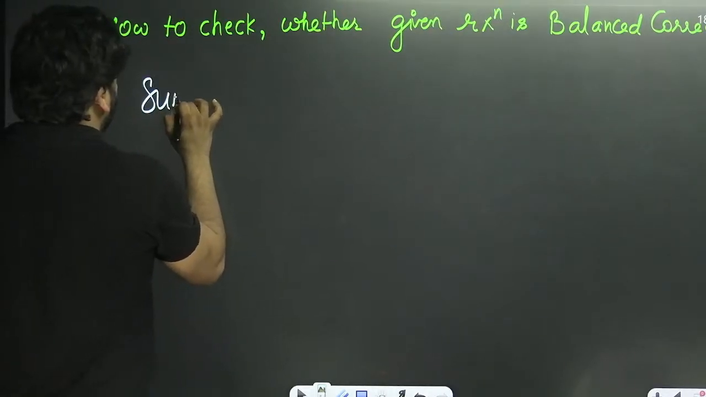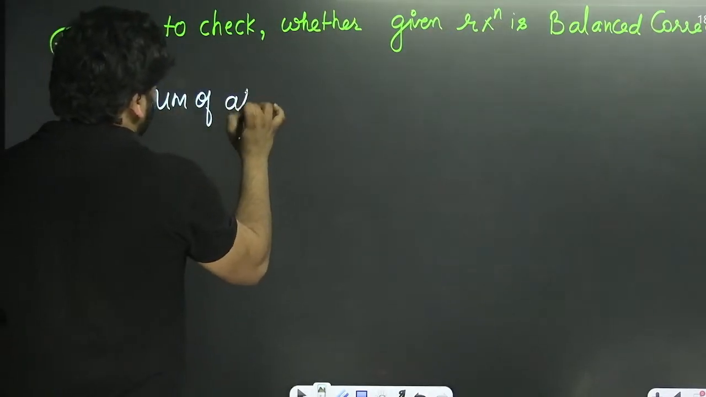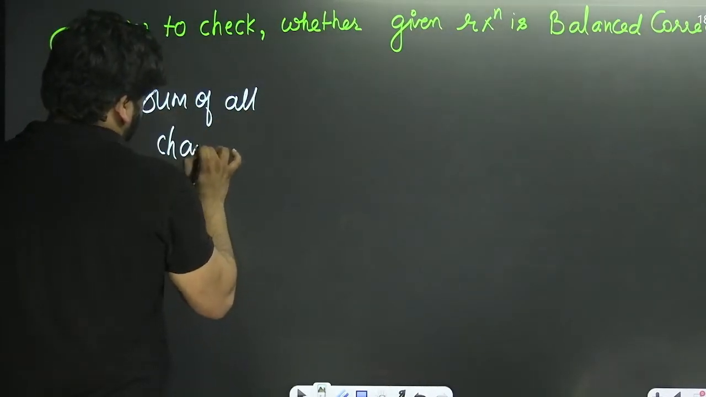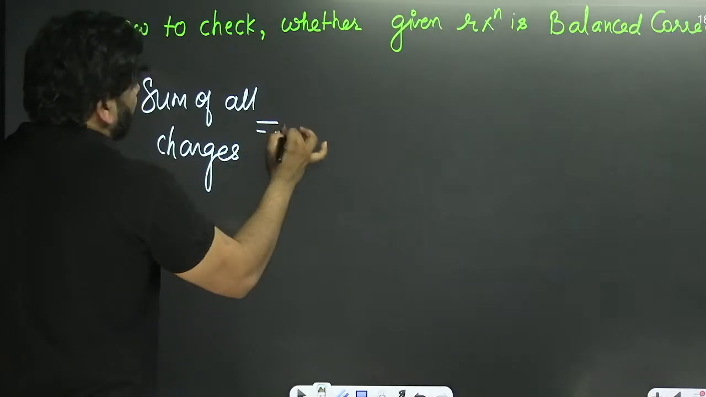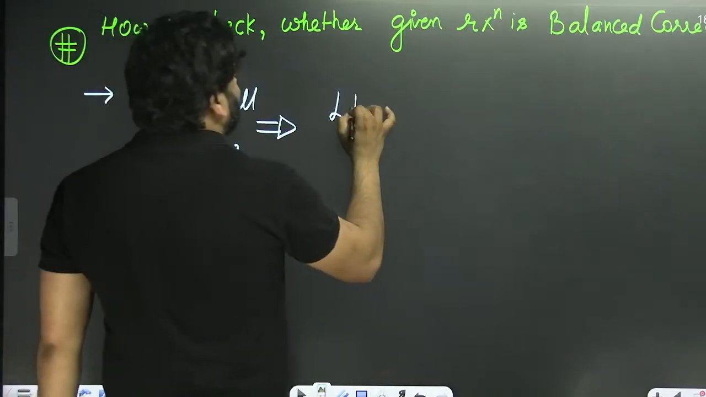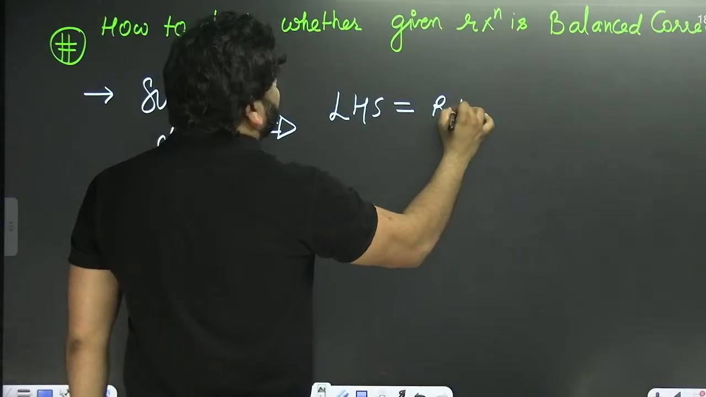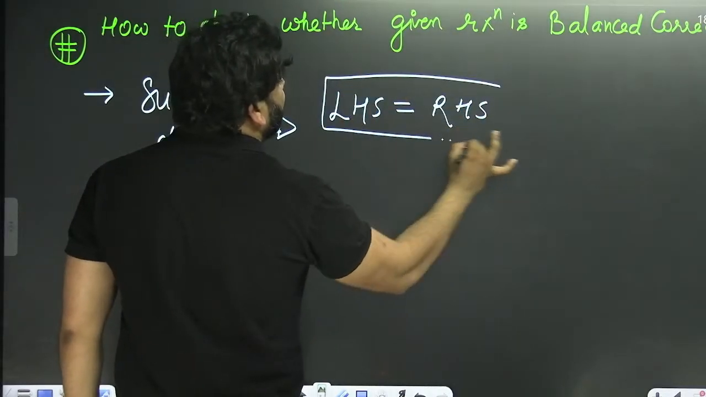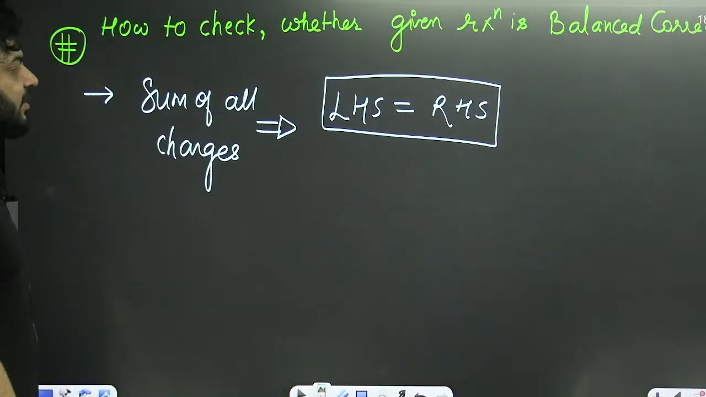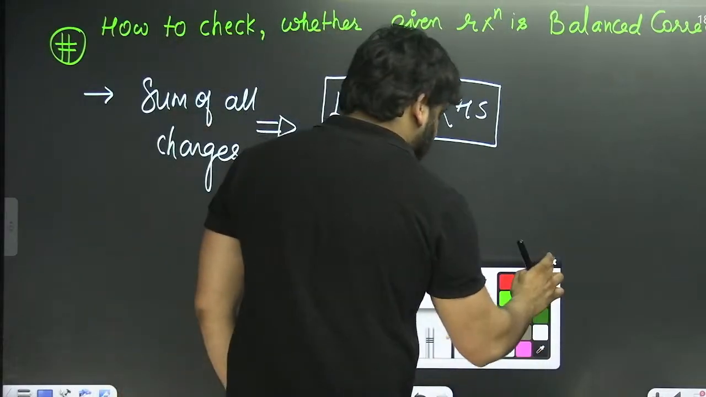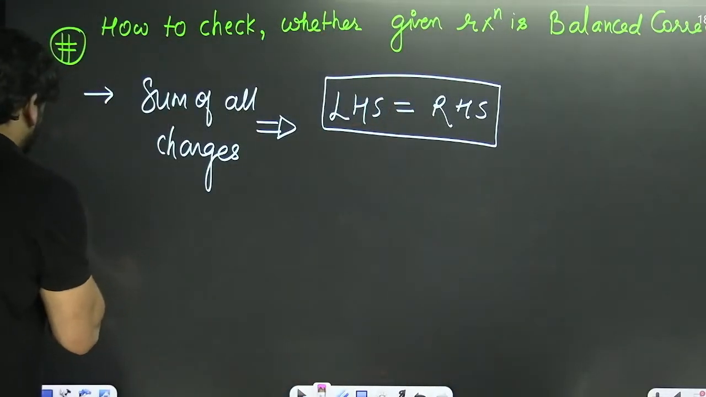The sum of all charges, no doubt elements will be balanced only, but the sum of all charges on the left hand side must equal the right hand side. If you know that left hand side and right hand side charges are balanced, then the reaction will be chemically balanced. Now take both of the examples, everybody.